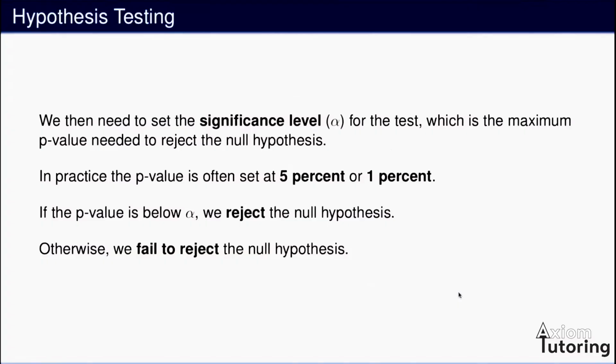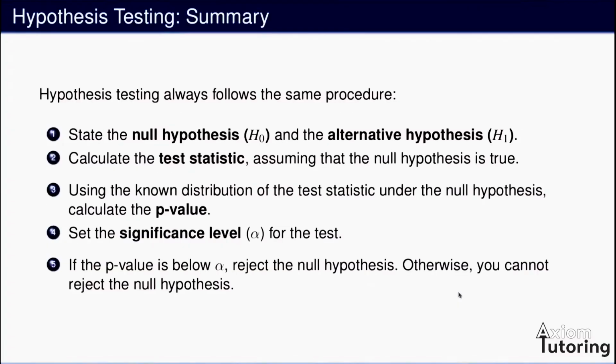So let's do a quick recap on the different steps that are needed to test a hypothesis. So you always need to start by stating the null hypothesis and the alternative hypothesis. Then you calculate the test statistic, assuming that the null hypothesis is true. And then using the known distribution of the test statistic under the null hypothesis, you calculate the p-value. You set the significance level alpha for the test, and then if the p-value is below alpha, you reject the null hypothesis, and otherwise you cannot reject the null hypothesis.